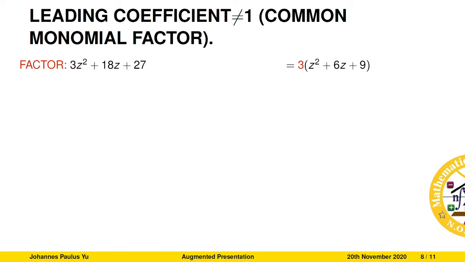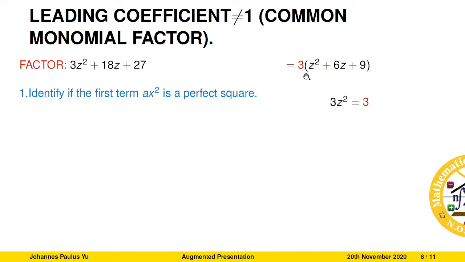Okay? Now we can apply the steps we used before. Let us go back. Identify first if the first term ax squared is a perfect square. Inside the parenthesis, z squared has a leading coefficient equal to 1, and 1 is a perfect square, as well as z squared. So in our factoring we always put the common monomial factor, so this is 3z squared which is equal to 3, the common factor, times z.